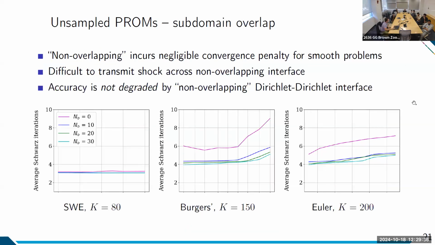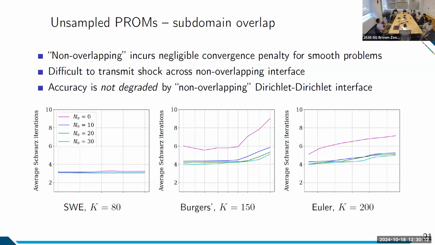And in the classical Schwarz literature, what you will see is that the amount of overlap you have between these subdomains should not have an effect on the quality of your equivalent solution.